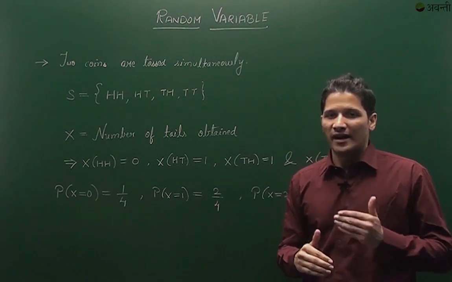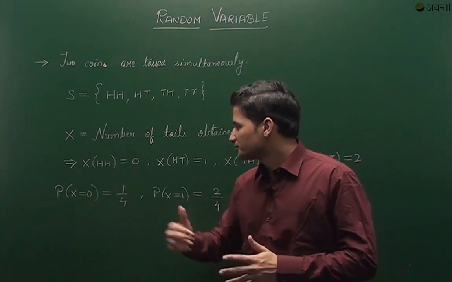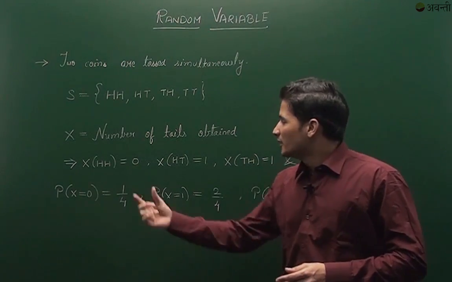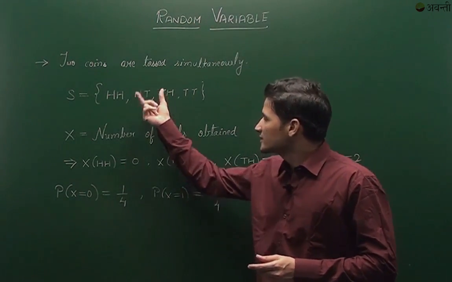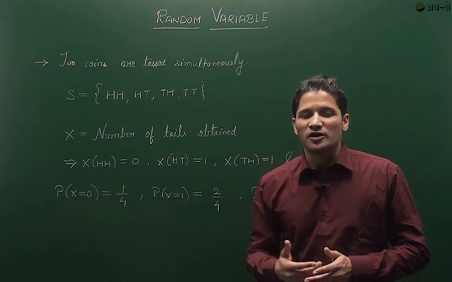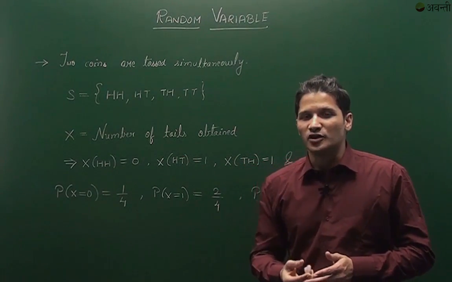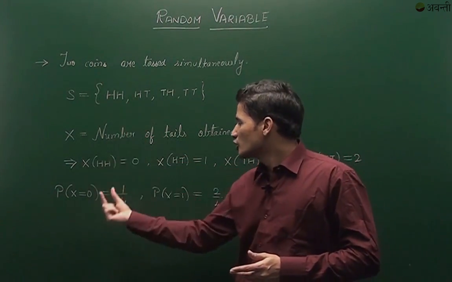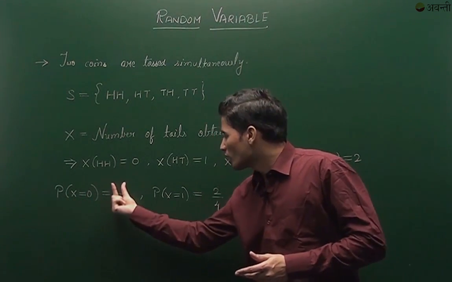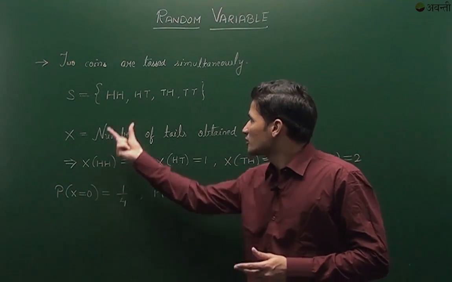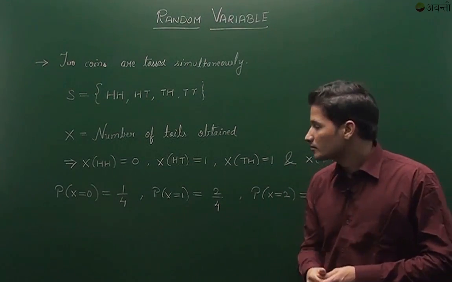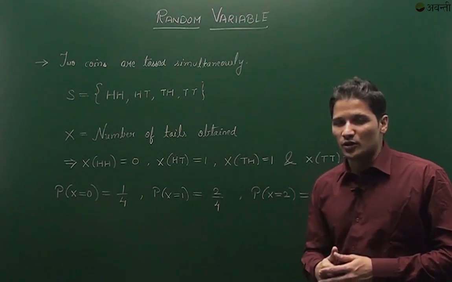Let's first find the probability of x equal to 0. x equal to 0 means no tails. How many possible outcomes in this sample space contain no tails? There's only one outcome, two heads. So the probability of x equal to 0 will be 1/4, where 4 is the total number of possible outcomes in this sample space.